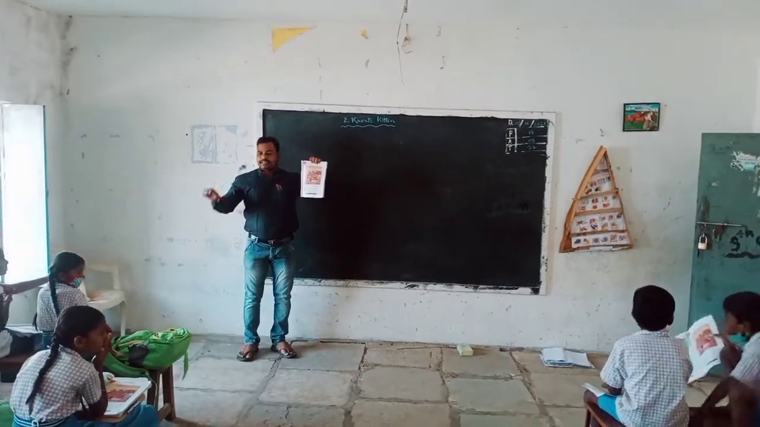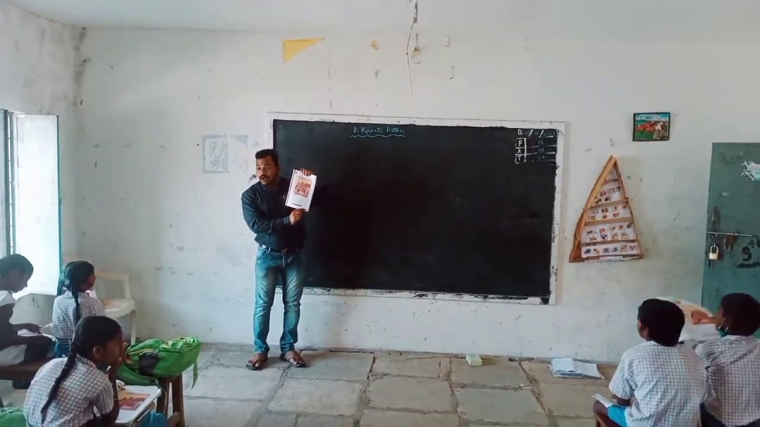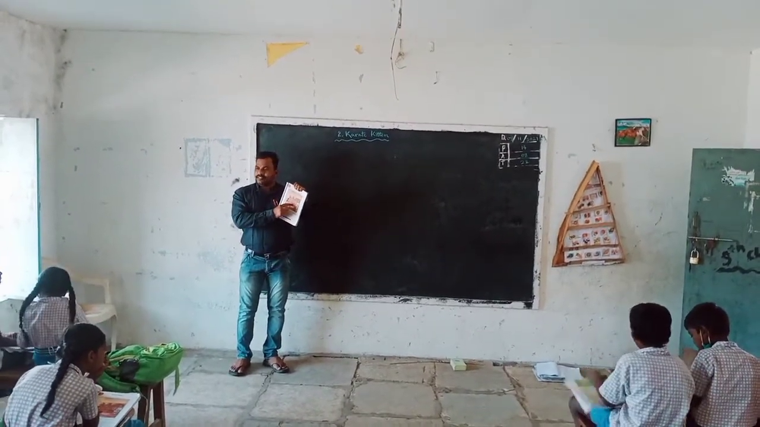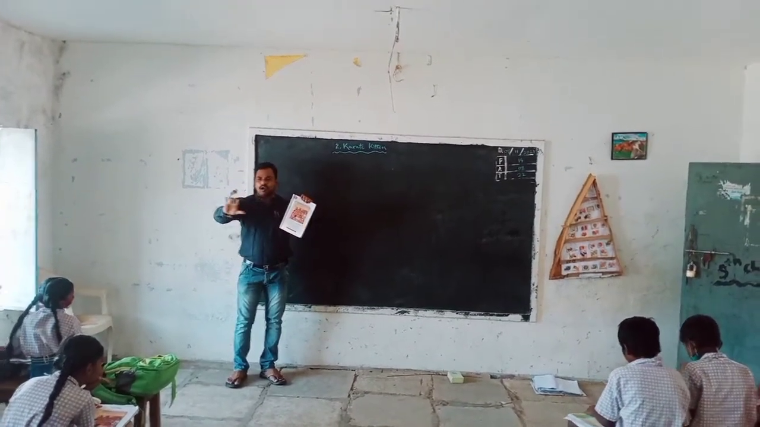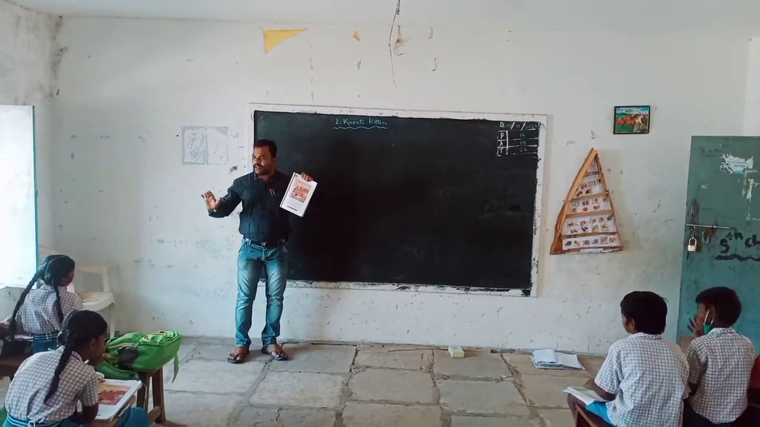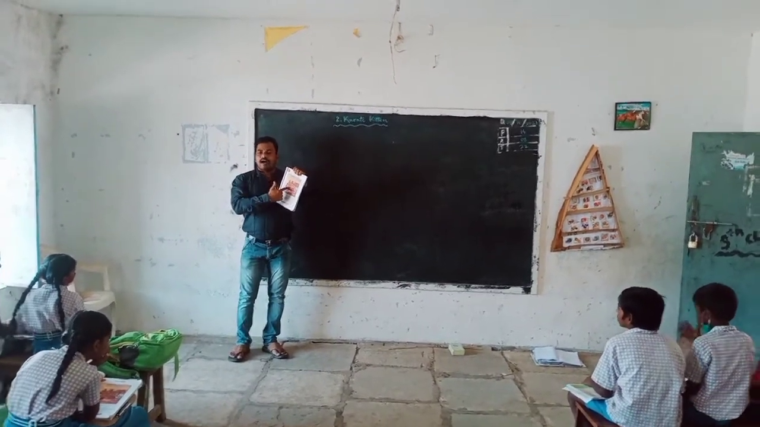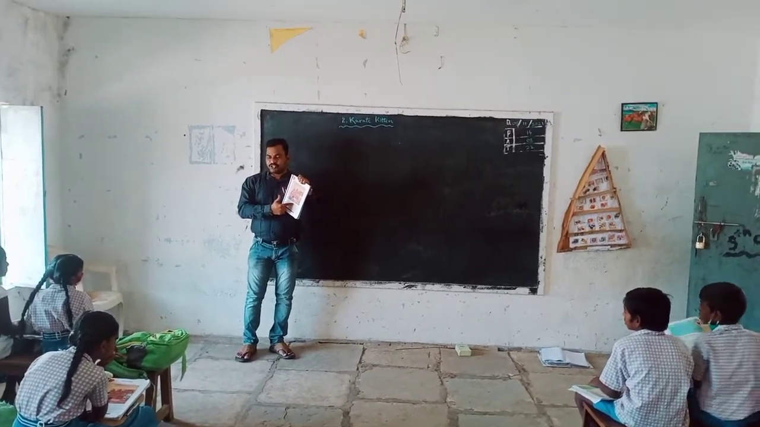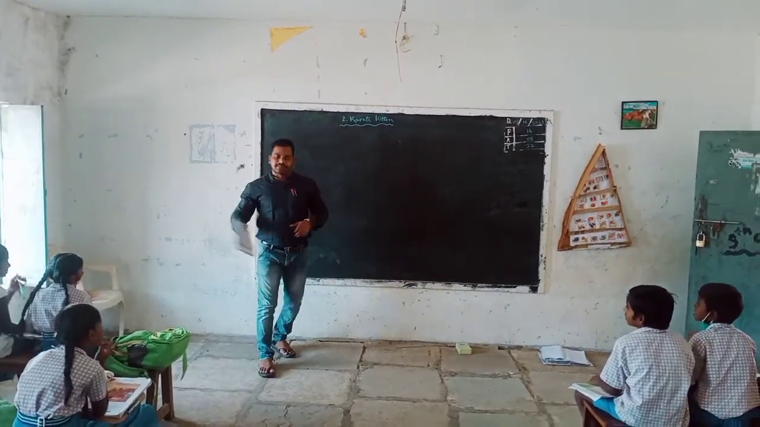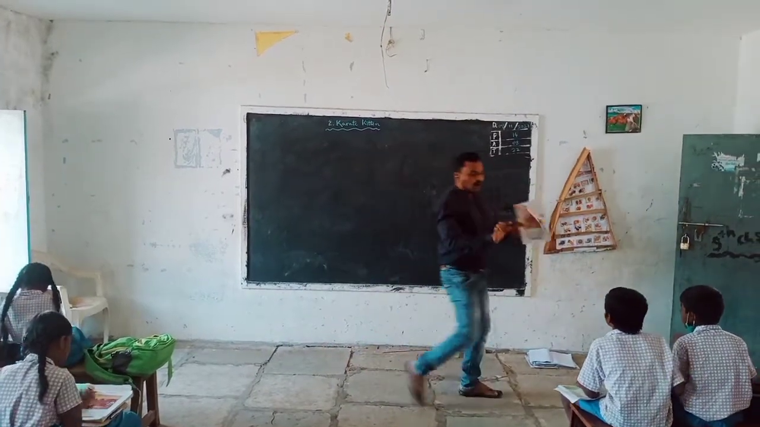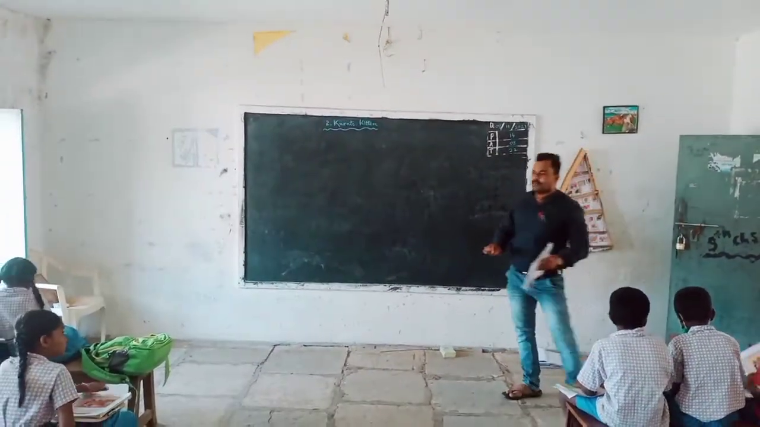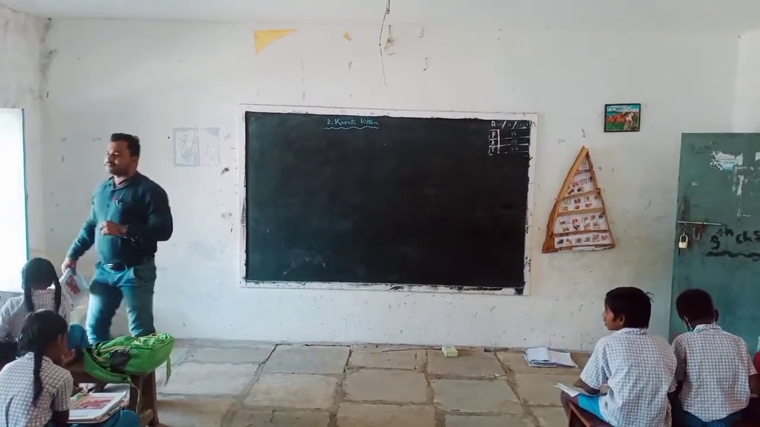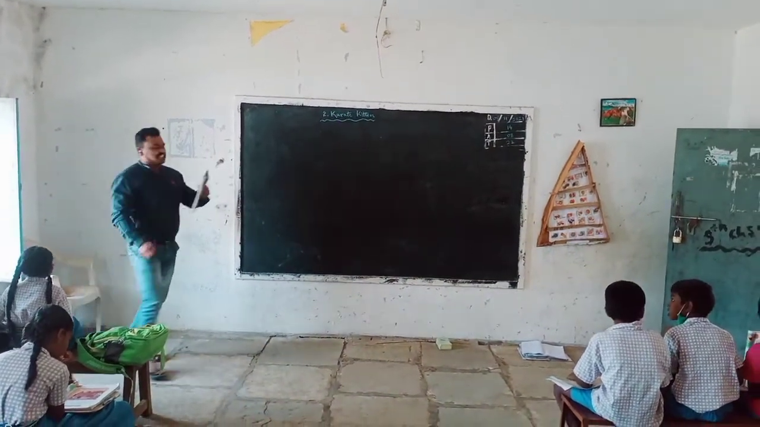Here, on this page 21, a picture is given, children. I tell you all to observe this picture for a while. After that, you have to tell me what you see in this picture. Observe it for some time. What do you see in this picture, children?